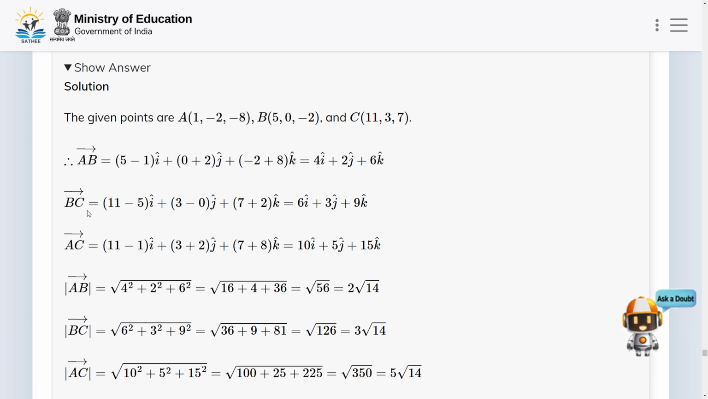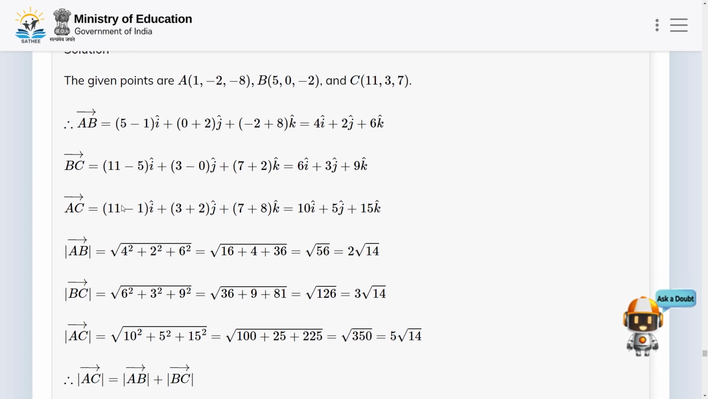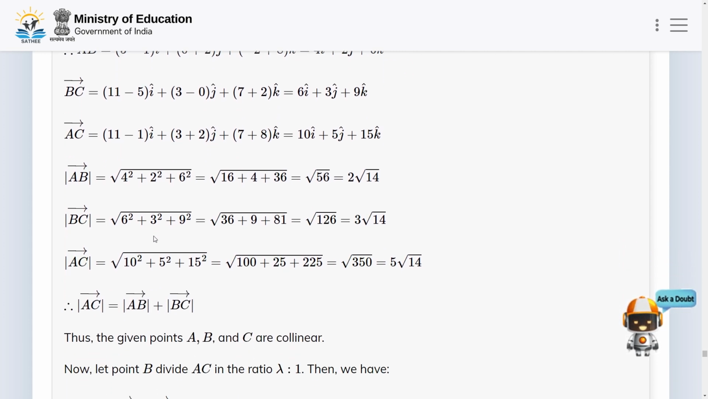Okay, this means they are parallel to each other. Okay, now this shows that they are parallel. Okay, now what? Now if you find their respective lengths, you will have 2 root 14, 3 root 14 and 5 root 14. This gives you what?